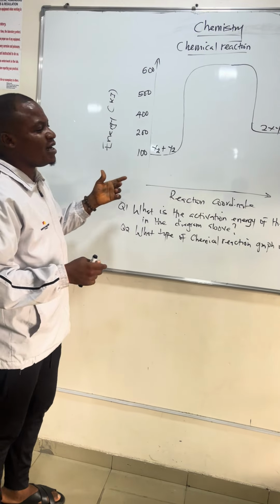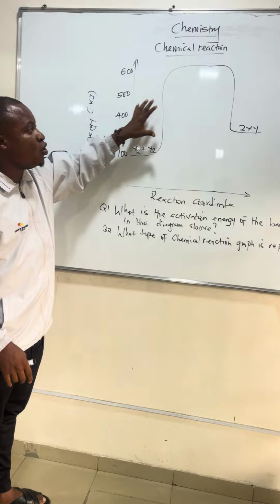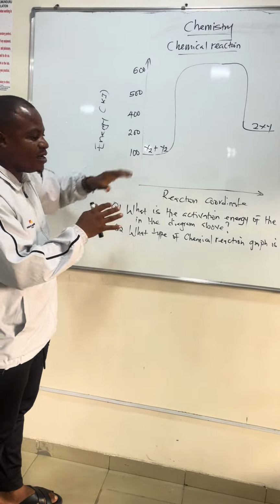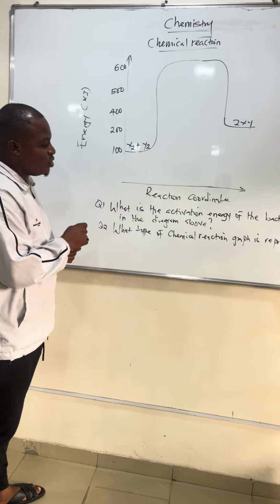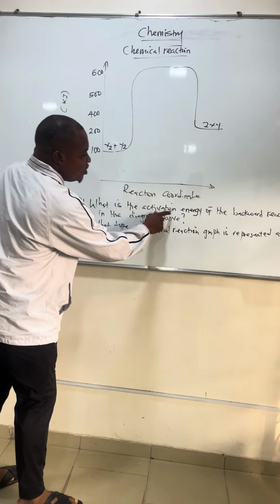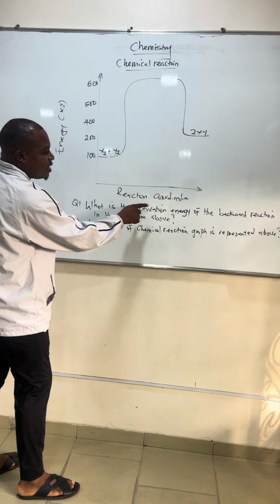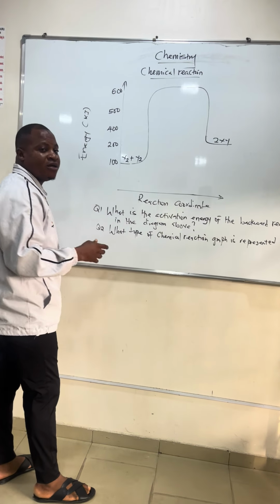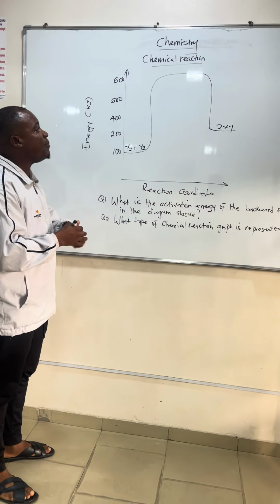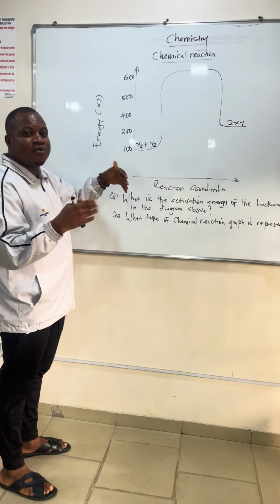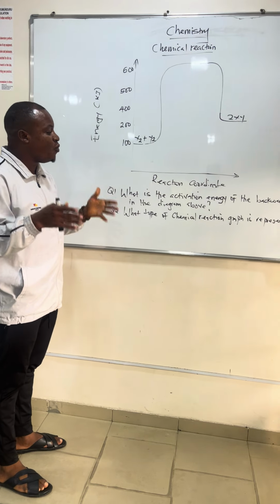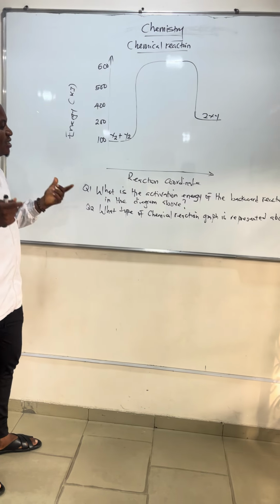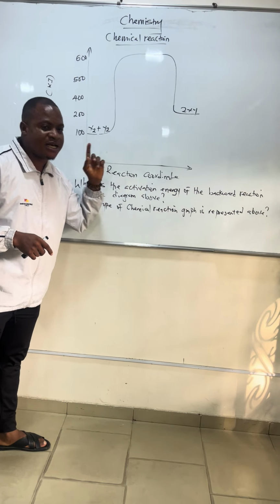Now, for you to understand what type of graph is given or what type of chemical equation is represented here, you must go to the question. You must look at the activation energy. What is the activation energy of the backward reaction? You think back. What type of graph? What type of chemical equation? We have different types of chemical equation.